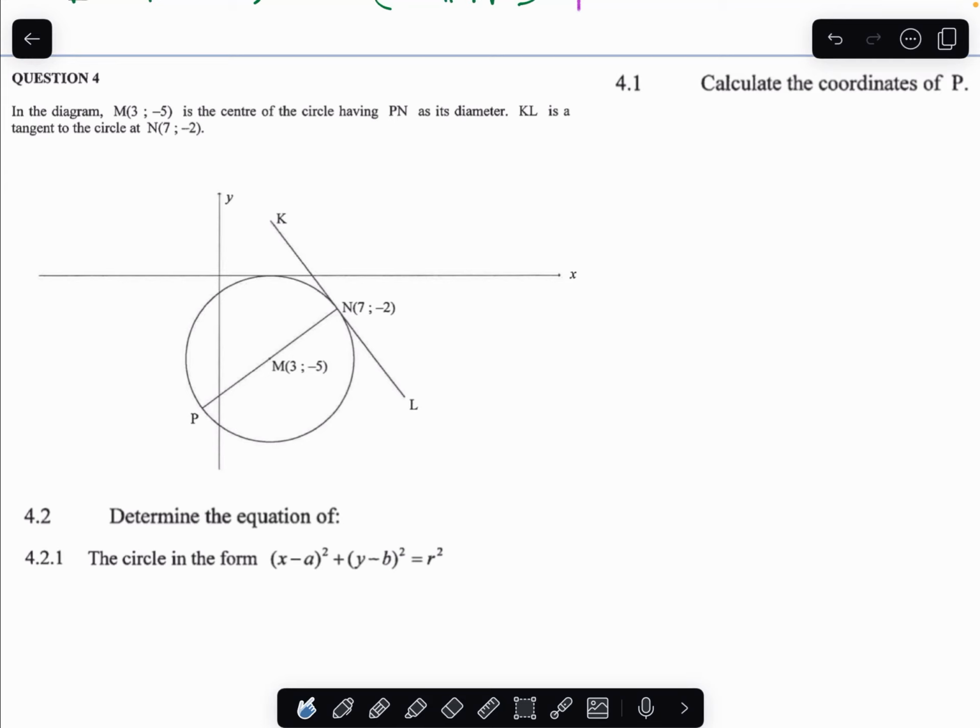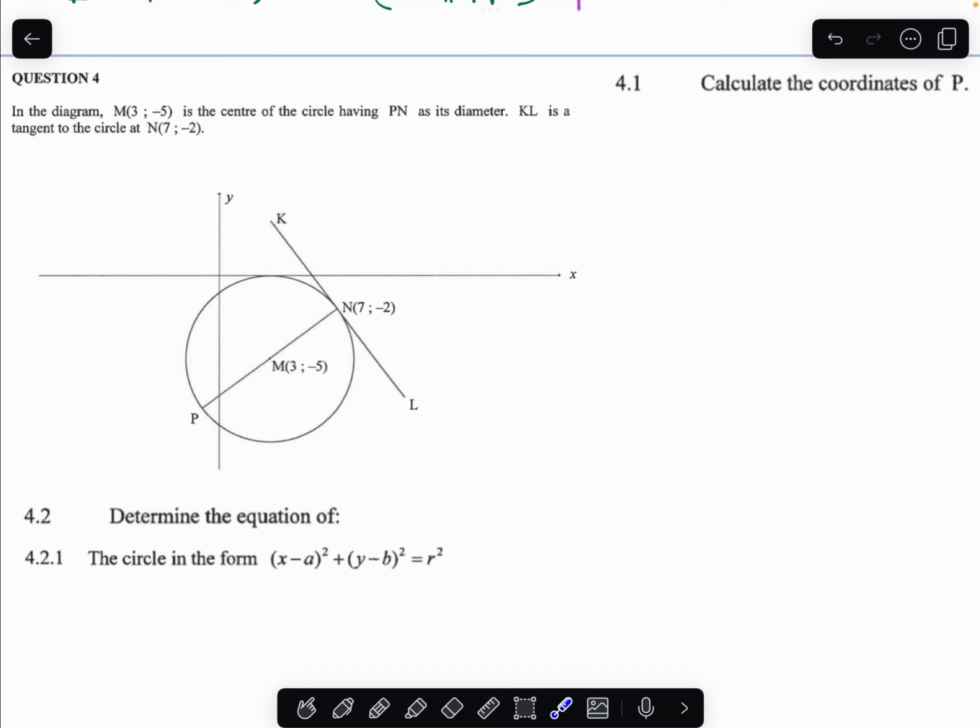Welcome to a ramble. We are busy with the department's paper 2 of November 2022. November 2022 paper 2. Right. Looking at question 4 today. Let's go. In the diagram, we have the point M with coordinates 3 and -5. It is the center of the circle that has PN as its diameter.